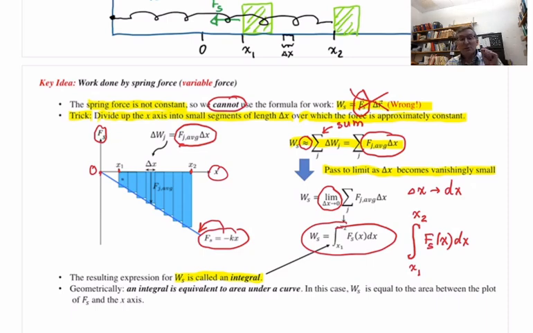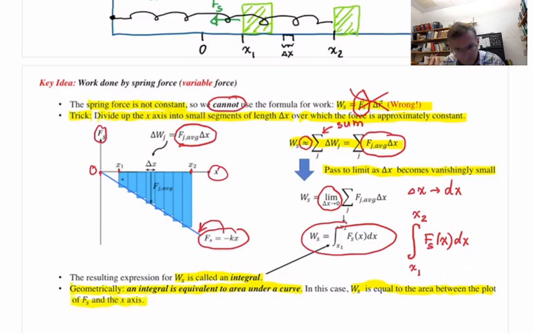But it still boils down to taking the area of an infinite number of infinitesimal rectangles and adding them all up. At least geometrically, you can think of it that way. So, geometrically, an integral is equivalent to the area under a curve. Very handy thing to remember in physics. Integral is an area under the curve. If I'm integrating the spring force, as I am to get the spring work, Ws is equal to the area between the plot of Fs and the x-axis.